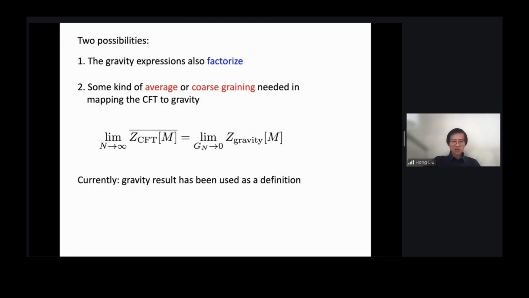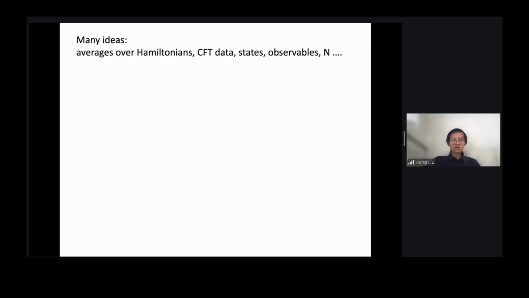But at the current stage, the gravity result has actually been used as a definition of this bar here, okay? And there's no intrinsic boundary definition of what this average means on the CFT side. Of course, there have been many attempts trying to define such averages in different theories. People have tried averages of Hamiltonians, CFT data, states, observables, or the rank n, etc. And they have achieved a lot of very promising results in relating the averaged CFT quantities to the gravitational path integral. Okay, but there are also many challenges in this direction.